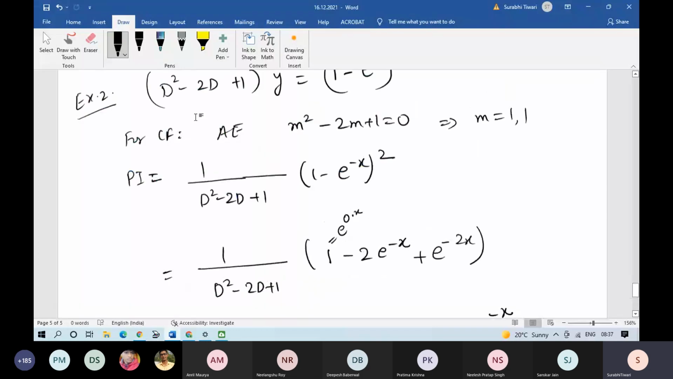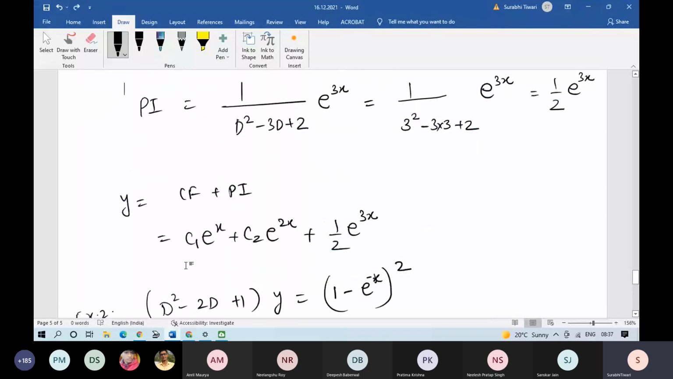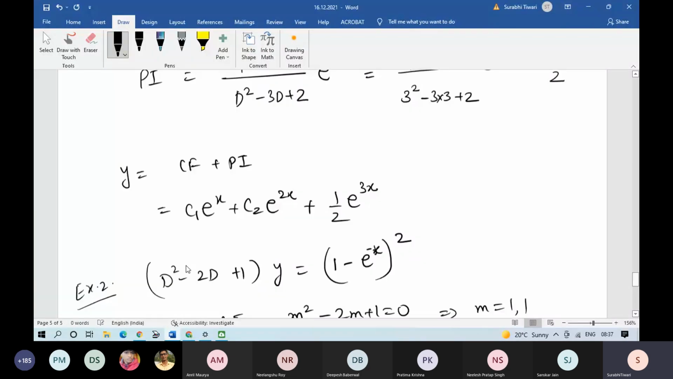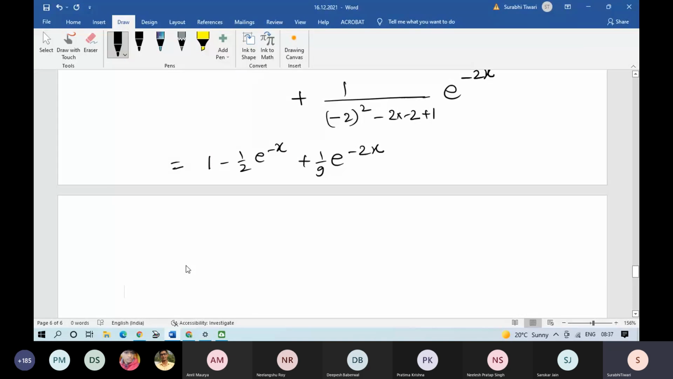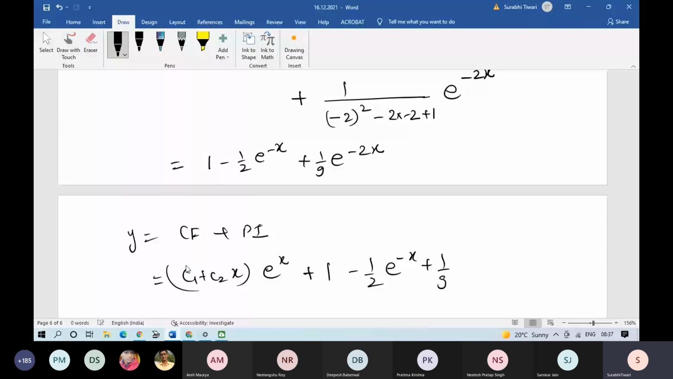So final solution will be complementary function plus particular integral. Always write final solution is equal to complementary function plus particular integral, because this sentence carries half the marks. If you do not write the final answer, half marks will be deducted. So m is equal to 1 came here. So this will be (c1 plus c2 x) e raised to the power of x plus 1 minus half e raised to the power of minus x plus 1 by 9 e raised to the power of minus 2x.